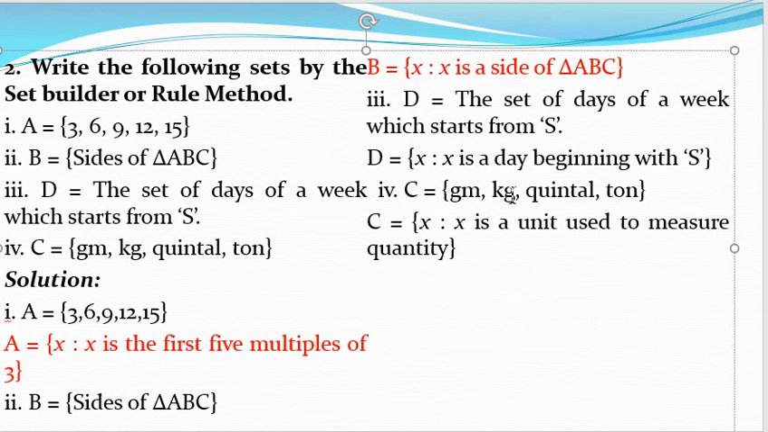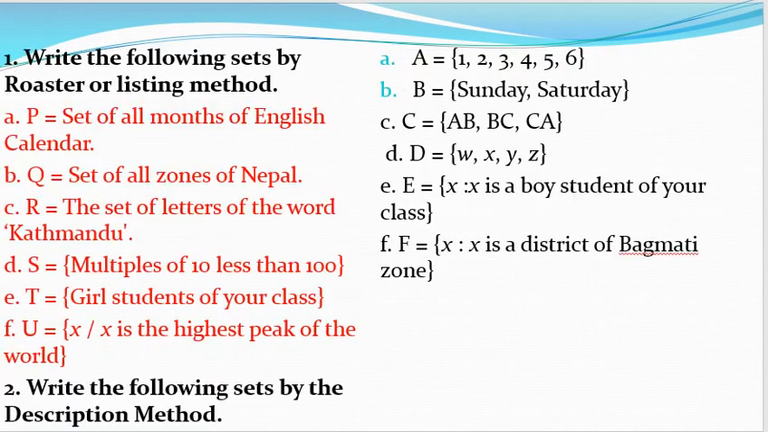Similarly, question number 4, C equals gram, kg, quintal, ton. This is related to measurement, no? Whenever you go to buy chicken, you will be buying 500 gram or 1 kg, or if you are doing a festival or a function in your home, then you will be buying a quintal or ton. That depends upon the situation, how much meat you want. So this is all about measurement. x such that x is a unit used to measure quantity. So this set builder method, did you understand?